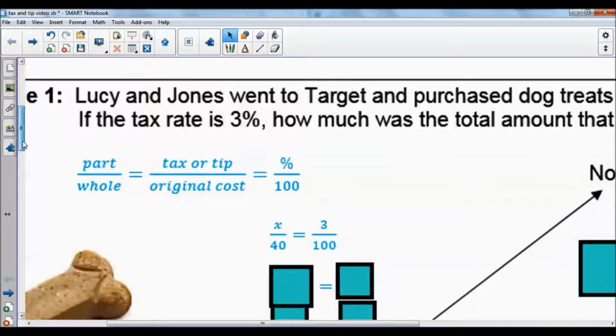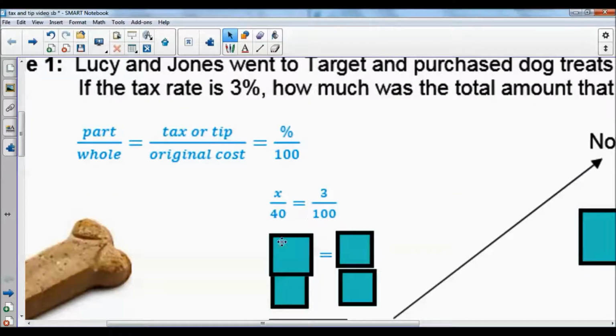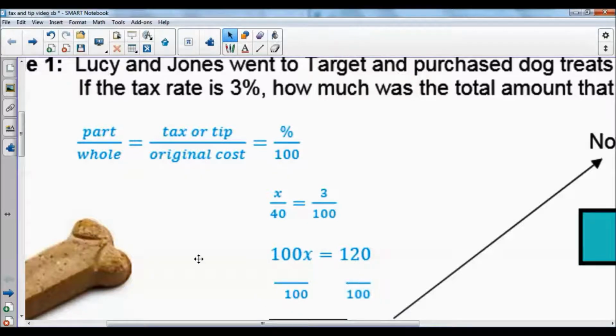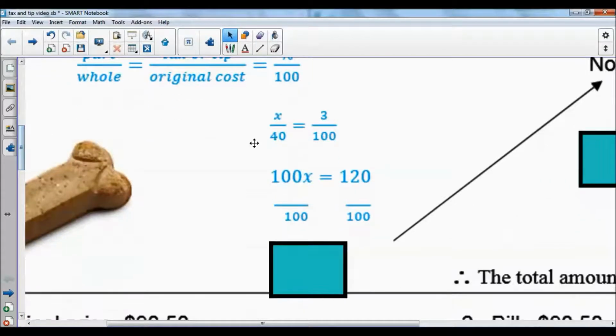When we do that, we're going to get 100 times x is 100x. 40 times 3 is 120. Then we need to get x by itself, so we're going to divide by 100 on both sides, and that's what this is going to show underneath here. Divide by 100, divide by 100. And when we do that, we get x by itself, and then 120 divided by 100 is 1.2. So this here is our actual tax amount. We're going to be paying $1.20 in taxes.